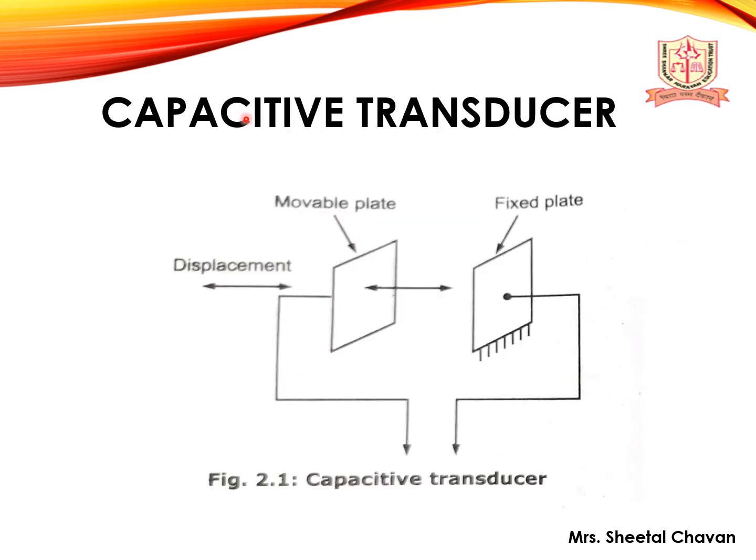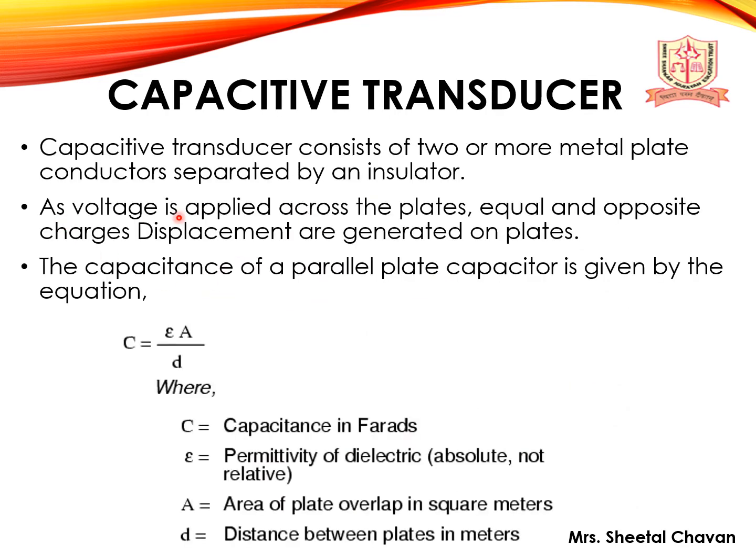The next point is the capacitive transducer. It consists of two plates. One plate is the moving plate, another plate is the fixed plate. These two plates are made of metal and are separated by an insulator. Here the displacement is taking place. As a voltage is applied across the plates, equal and opposite charges are generated on the plates.